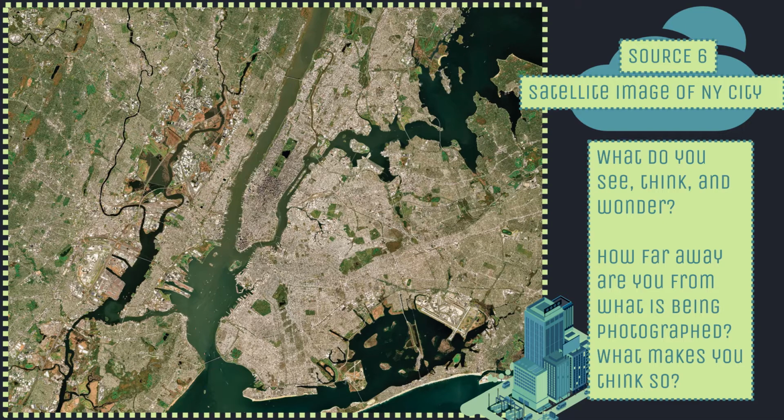So for source 6, it's a satellite image of New York City. When you're looking at this image, what do you see? What do you think? What do you wonder? So on your paper, you can just write source 6 and just jot down some bullet points of what you see, think, or wonder. How far away do you think you are from the land?